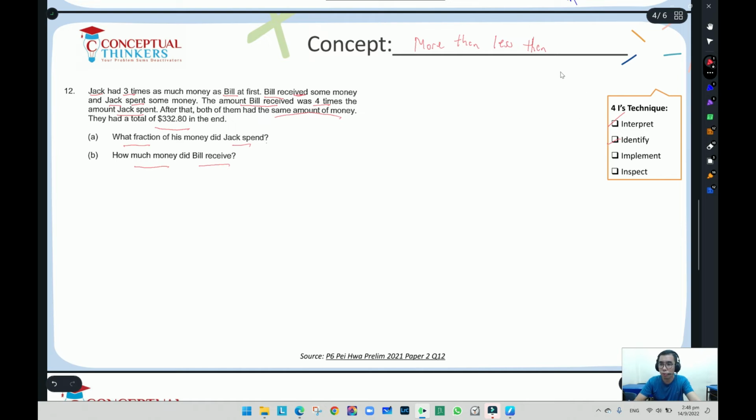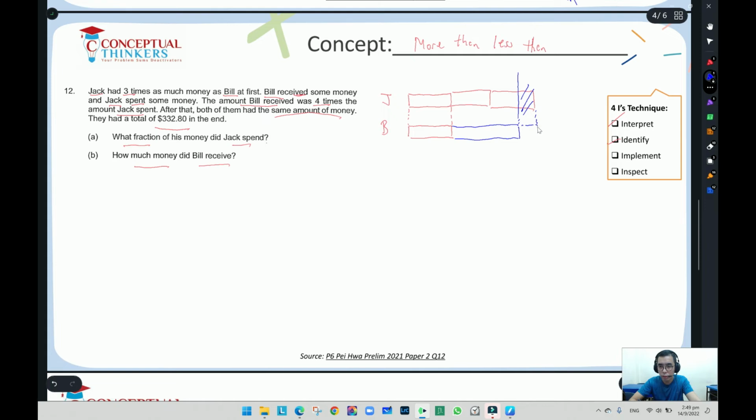So I'm going to show you how I draw the model. So we have Jack and Bill. So right at the start, we know Jack will be 3 times, right? So we're going to draw 3 long red units. Then Bill will be 1 unit. Now we know that Bill received 4 times as much money as Jack spent, right? So I know that Jack spent will be lesser compared to Bill. So which means that Bill will receive this amount. And then Jack will be spending this amount.